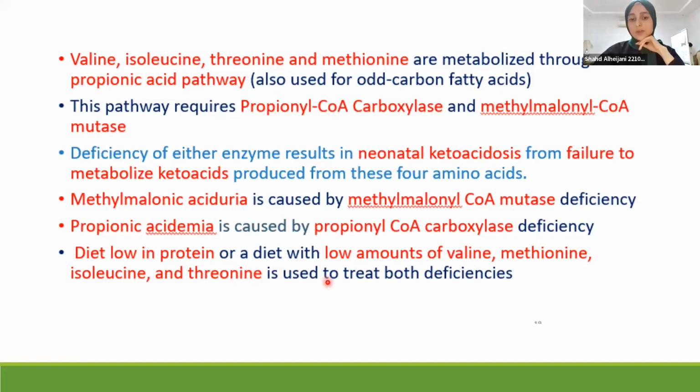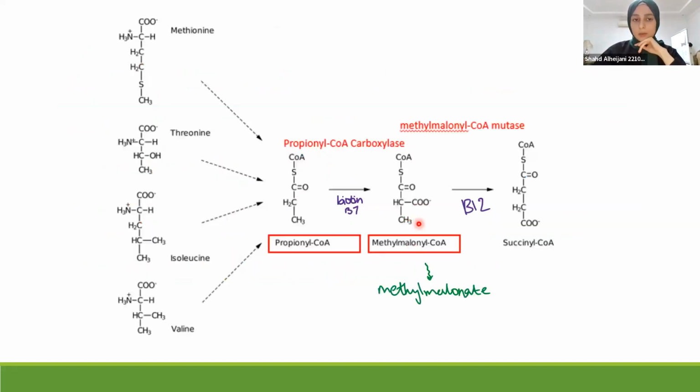Now, how do you treat the deficiency? We give them less of the precursors. So we give less valine, isoleucine, threonine, and methionine, or a diet low in proteins. So this is the pathway. We said we have these 4 amino acids involved. They will all converge to form propionyl-CoA.